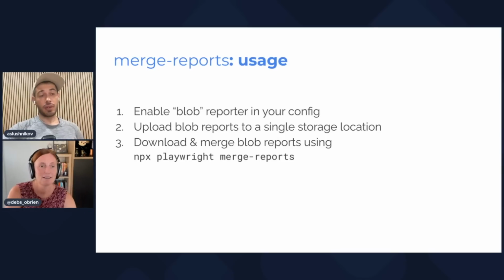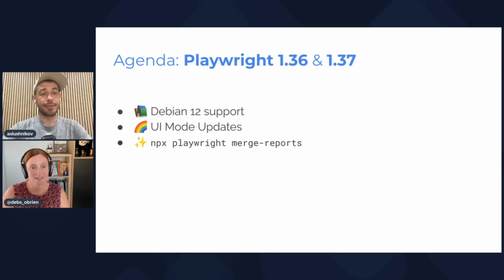Cool. So to recap, to use the blob merge reports tool, you need to do 3 things. The first one is to enable blob reporter. The second one is to actually put all the blob reports into a single shared location. And last but not least, download all of these blob reports and then actually use the merge reports tool to generate any report you like. You can generate a dot, line, or your custom report using this blob reporter. Very cool. I like it.